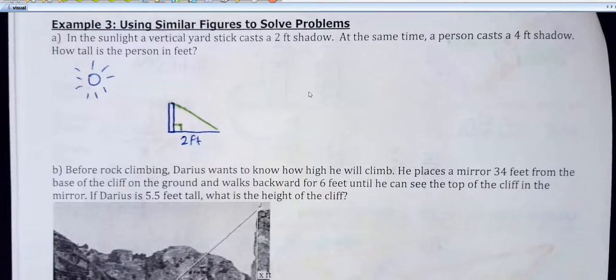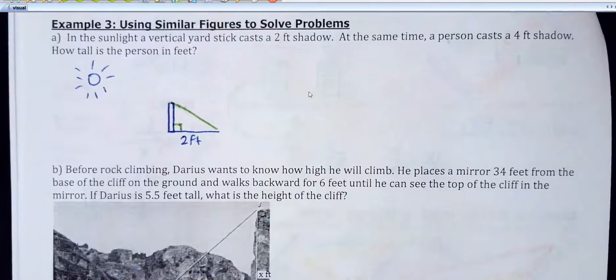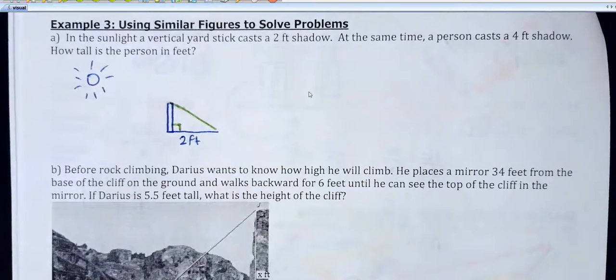Okay, now let me ask you a question. Can I label the length of the yardstick? Like, so in my triangle, it said the shadow was 2 feet. What would you write down for the length of the yardstick?